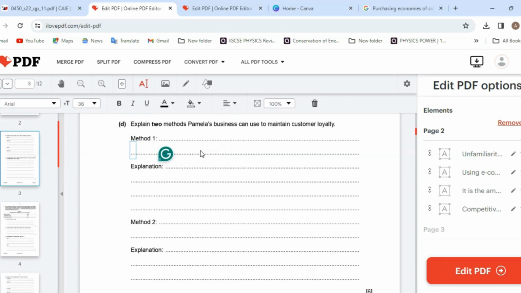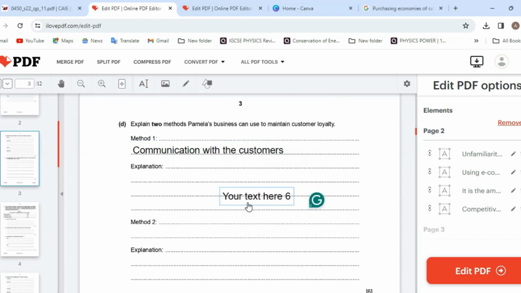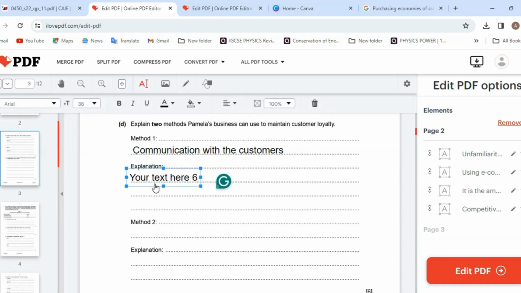Let's say communication. The first one is communication with the customers. Now let's try and add our explanation to this.